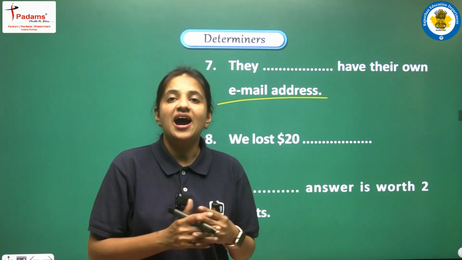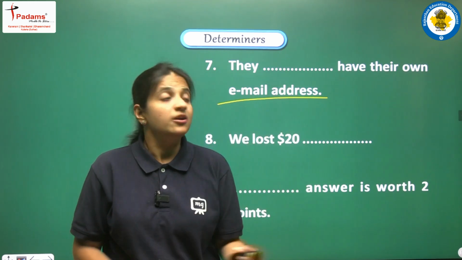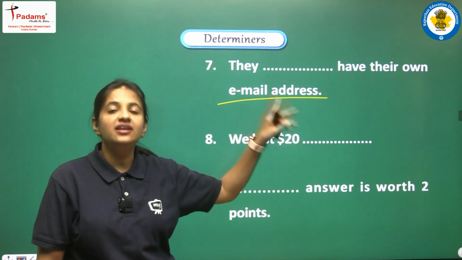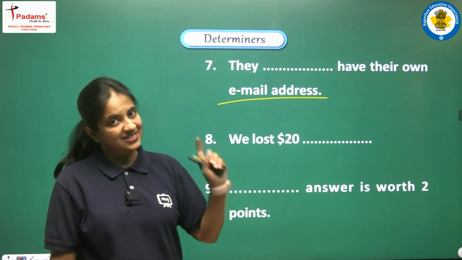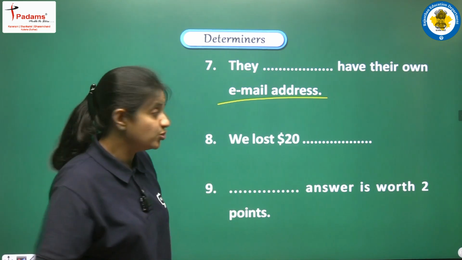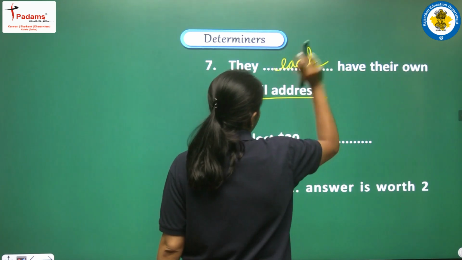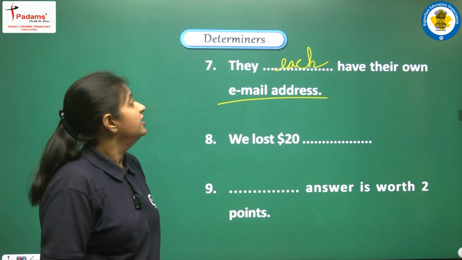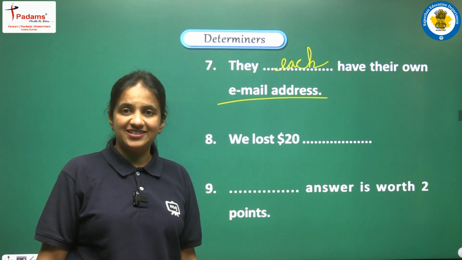So again we are referring the members of the group as an individual, because email address is something that everyone should have their own email address, and this is the reason when we are referring all the members as an individual, so yes, we have to use each. And the complete sentence will be, they each have their own email address.